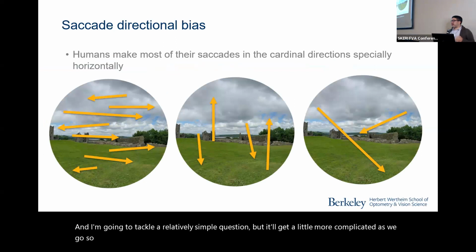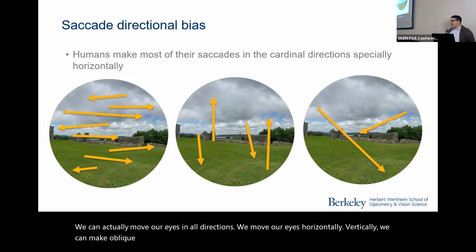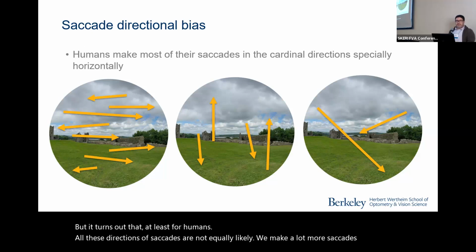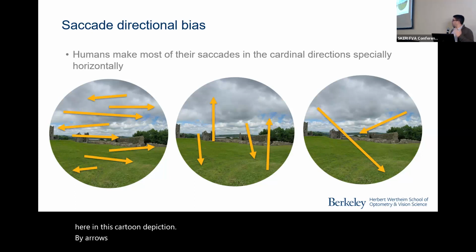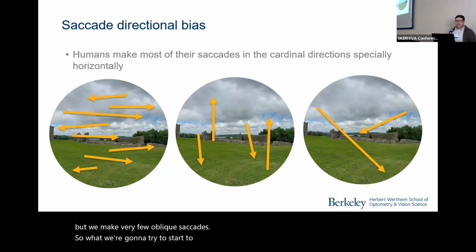So when we make saccades looking around in the world, we can actually move our eyes in all directions. We move our eyes horizontally, vertically, we can make oblique saccades. But it turns out that at least for humans, all these directions of saccades are not equally likely. We make a lot more saccades, as shown here in this cartoon depiction by arrows. We make more horizontal saccades. And then we make quite a bit of vertical saccades, but we make very few oblique saccades. So what we're gonna try to start to tackle today is kind of why this may be.